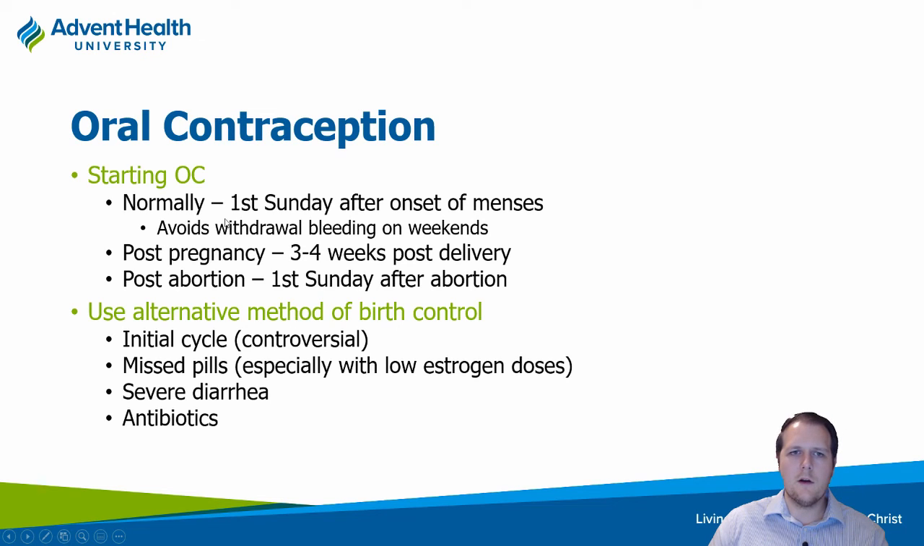Typically, they recommend starting the first Sunday after the onset of menses. The reason for that is that Sunday is a magical day, and I'm just kidding. There's no magic to this. The idea, though, is that if you're likely to have withdrawal bleeding, it would not occur on the weekends, essentially, because it's assuming people are going to be active and going out and doing things, having fun on the weekends, and they probably don't want to be bleeding during that time frame. So that's why they recommend starting on a Sunday, so that way you have your withdrawal bleeding usually during the early parts of the week, right?